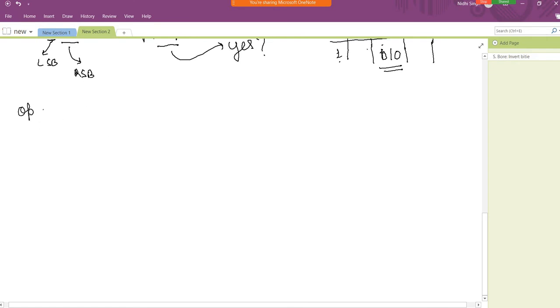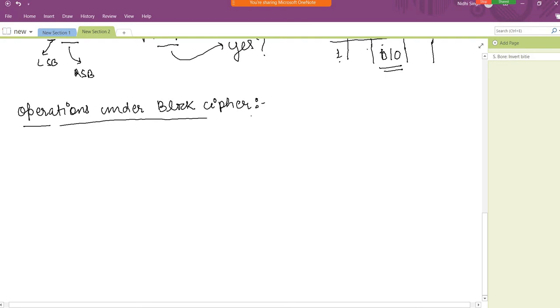Okay, so the next topic is operations under block cipher. So how many operations are possible under the block cipher? Actually, why are we studying this? This will be used in my implementation of the DES and AES algorithm.